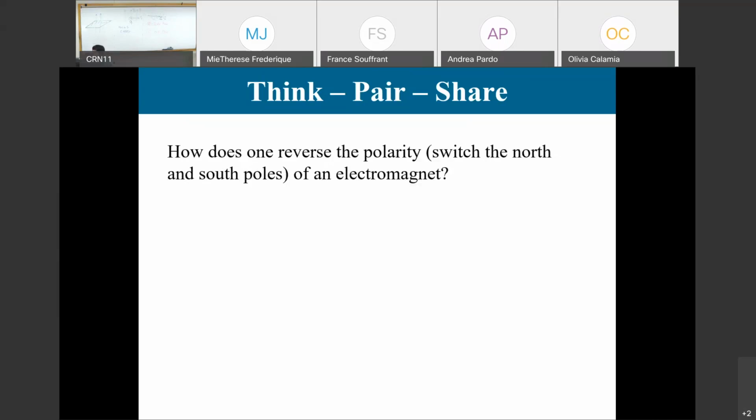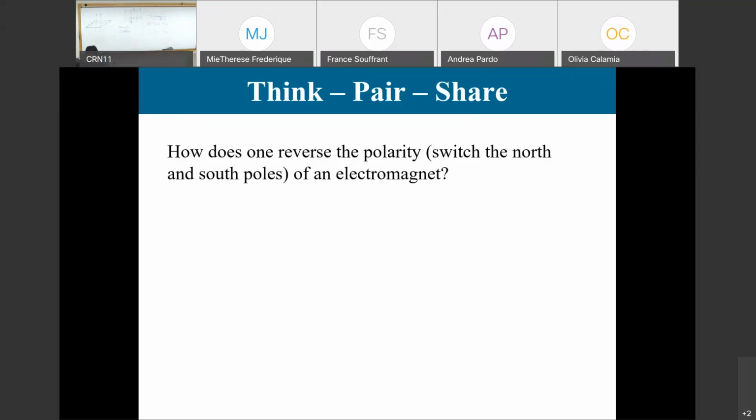How does one reverse the polarity of an electromagnet? Remember the Faraday experiment. How will you reverse the polarity of an electromagnet? Electro comes from electricity, current. So what do you have to do with the current? You have to change its direction, okay? You will reverse the current. You will change the direction of the current.